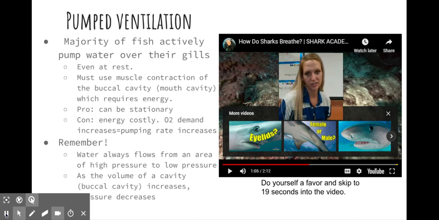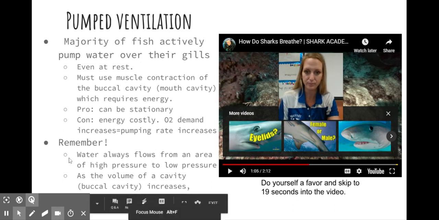The oxygen demand is going to increase. Your pumping rate is going to increase. So if the water gets warmer, you're going to have to pump more. Around times of an algal bloom, you're going to have to pump more because there's going to be a lot less oxygen in the water. But water always flows from an area of high pressure to low pressure. So inside the buccal cavity, when they open it, the water pressure is going to be really low. So water is going to flow in.